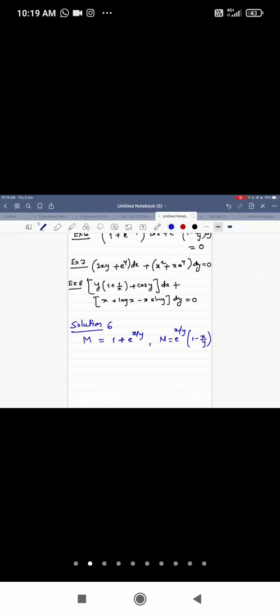Okay. Now ∂M/∂y is equal to, now 1 has derivative 0. e raised to x by y has derivative e raised to x by y, and the derivative of x upon y with respect to y. Okay. So I'll write the chain rule, ∂/∂y of x upon y. So what it is, e raised to x by y.